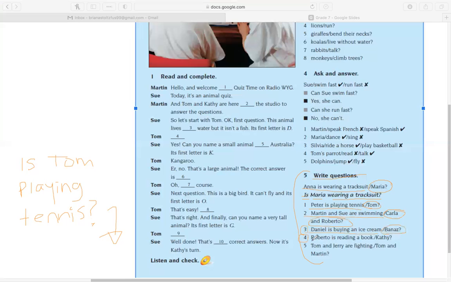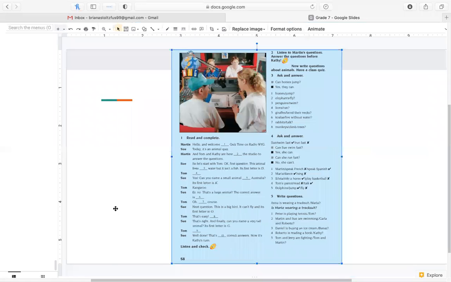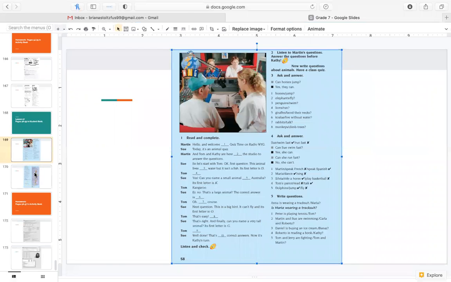Number 4. Roberto is reading a book. Now ask about Kathy. Is Kathy reading a book? And number 5. Tom and Jerry are fighting. Let's ask about Tom and Martin. We will not use is, we will use are. Are Tom and Martin fighting? Good job, everyone. Let's look at the next page in our review.